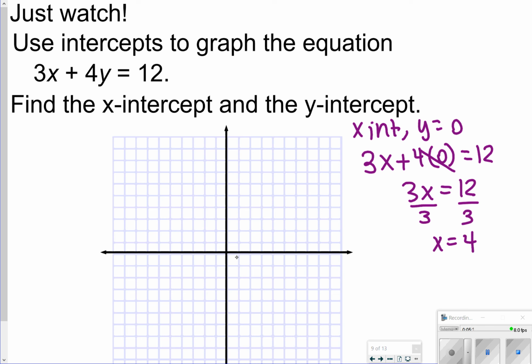So I'm going to go ahead and plot x is equal to 4. 1, 2, 3, 4. So here's my x-intercept, okay? And that would be 4, 0.